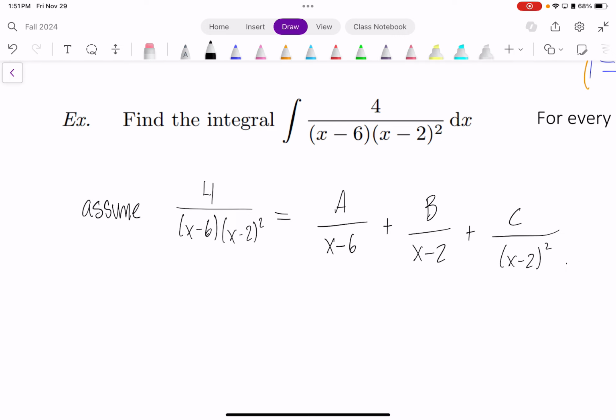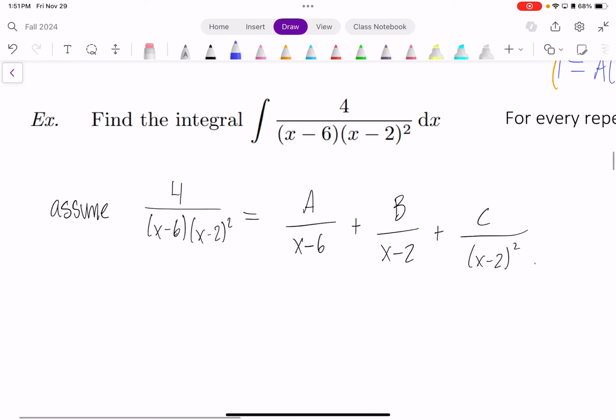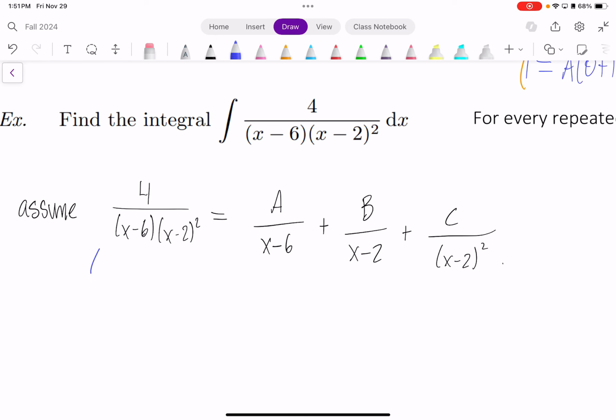So every time we have a higher ordered power, you need to add an additional fraction with a higher ordered power in the denominator. If it was x minus 2 cubed, we would add on a d over x minus 2 cubed, right? But you also need to include all the lower powers. So let's solve for this.